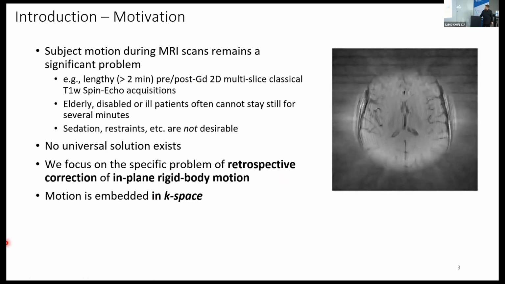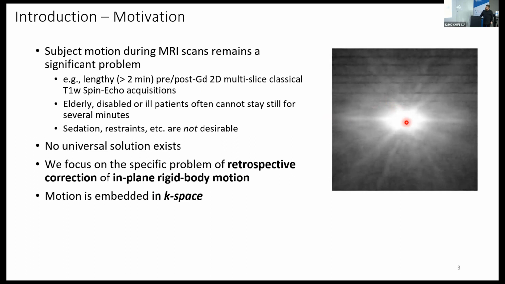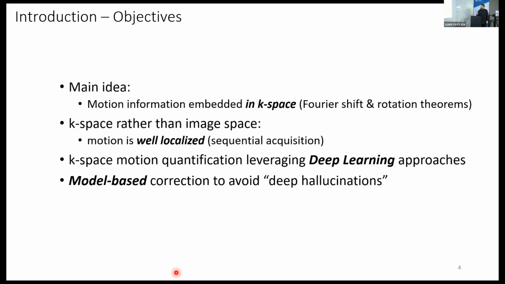The main idea here is that motion is embedded in K-space, and the objective is to extract this motion from the K-space. As I mentioned, motion information is embedded in K-space, and its effects are predictable thanks to the Fourier shift and rotation theorems, although some part of this motion may not be recoverable.